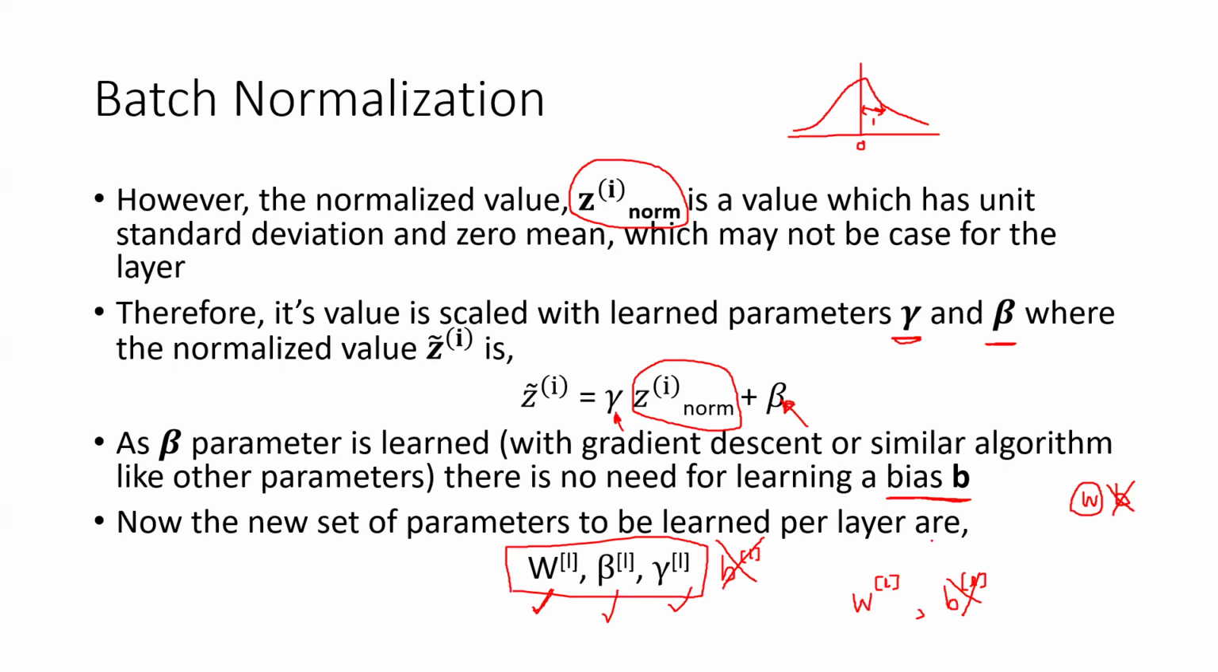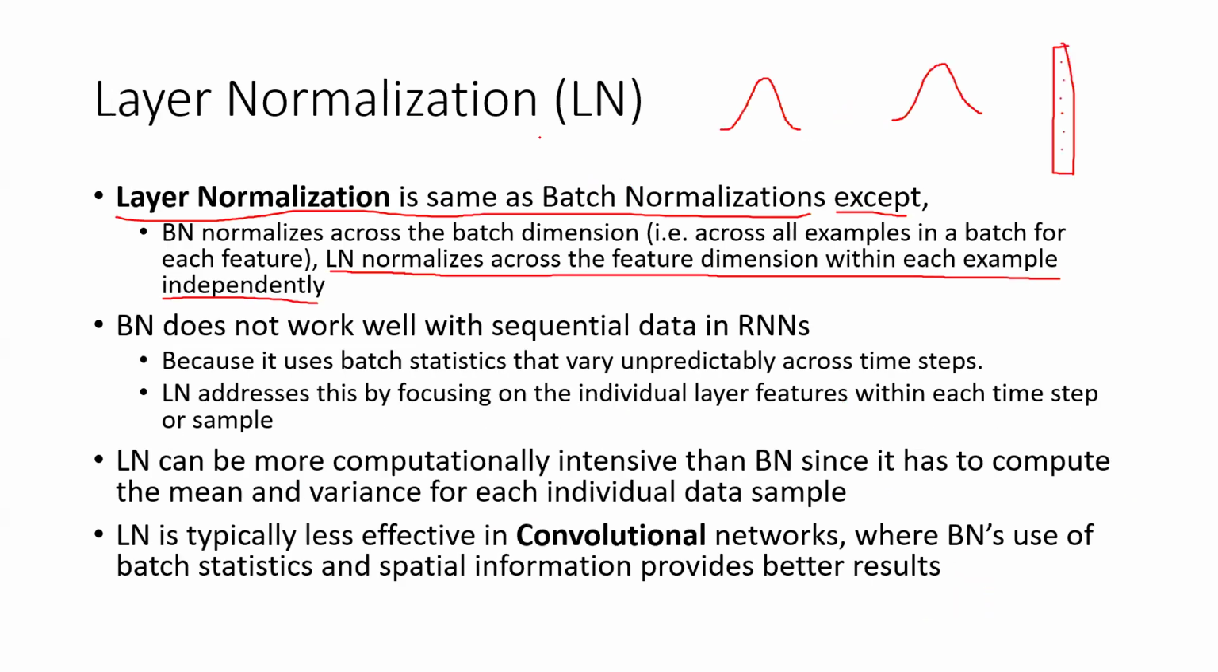So actually, the b is not there, right? So this is applied for layer normalization. The only difference is that instead of using the data batch, we are using the parameter values, or the values with respect to each of the layers in a neural network, right?